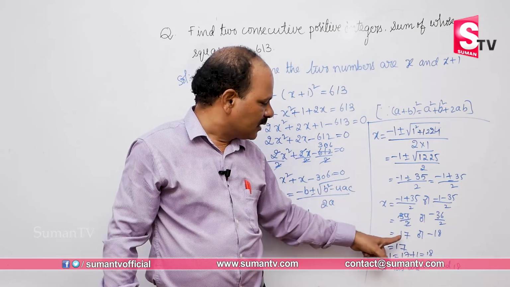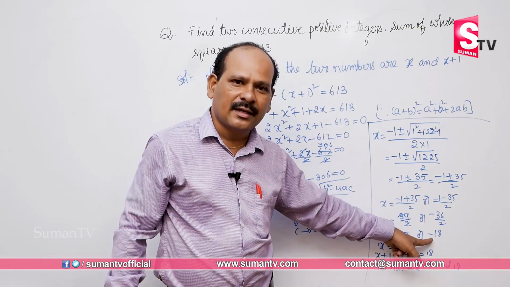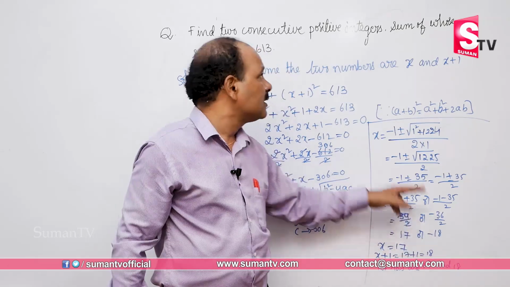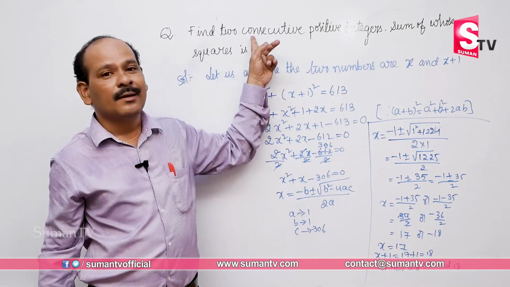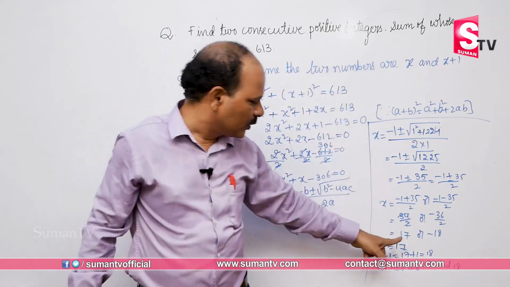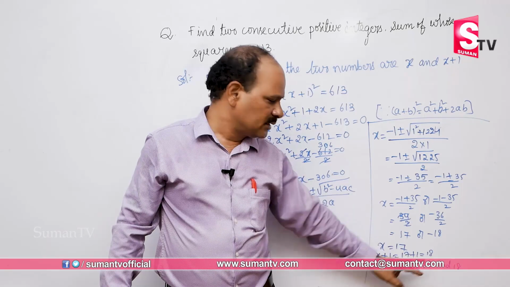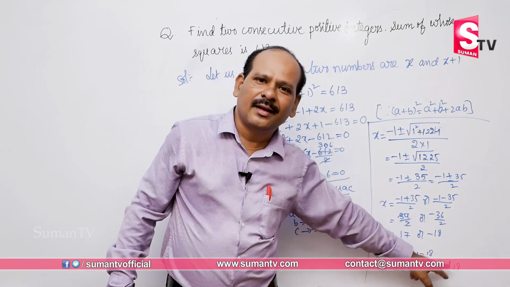Here, remember, I am getting 17 and minus 18 as x value. But I am not taking the minus number. Why? Because the question itself mentions positive integers. So I took only 17. The first number is 17. The next number is 18. The two numbers are 17 and 18.